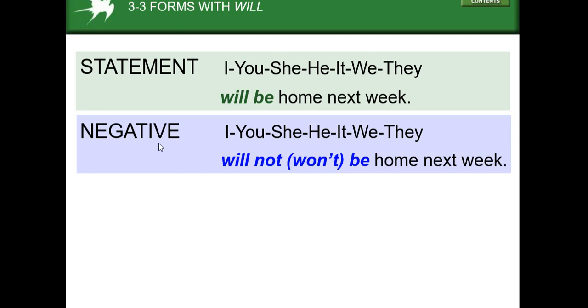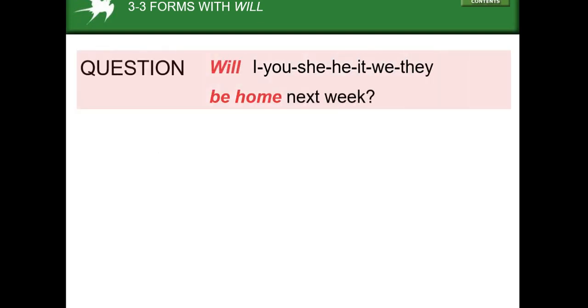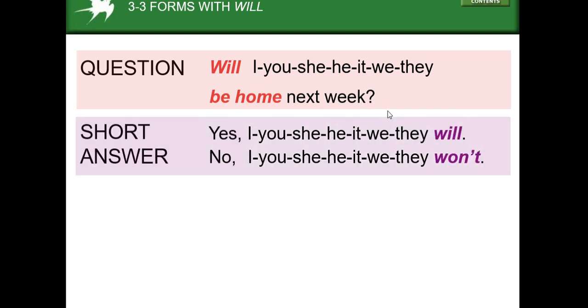This is in negative. What about the question? It's the same. You have to use the word will at the beginning of the question. Will I be home next week? Will you be home next week? Will she be home next week? Will he be home next week? Will it be home next week? Will they be home next week? And in that way we can construct different answers.